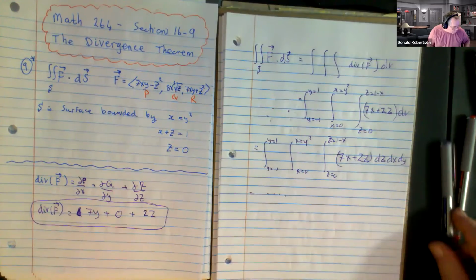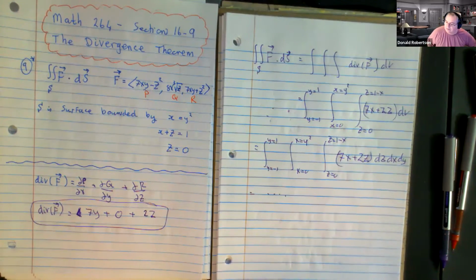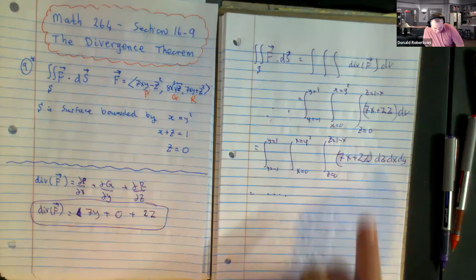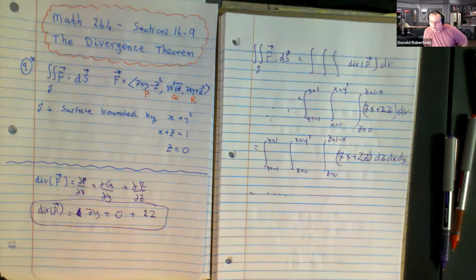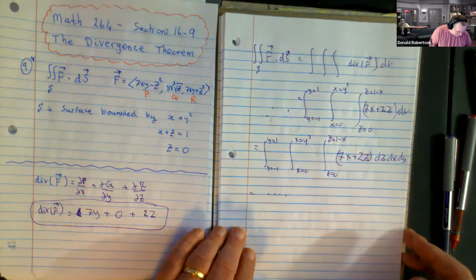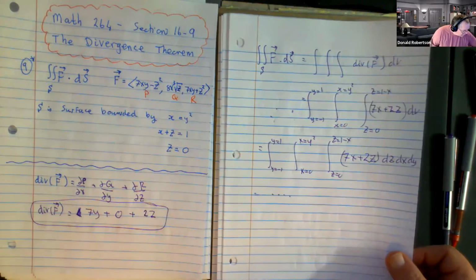Would you agree that is just one ugly triple integral? I mean, there's nothing horrible to integrate. It's just going to be polynomials of various kinds. I think that's done.